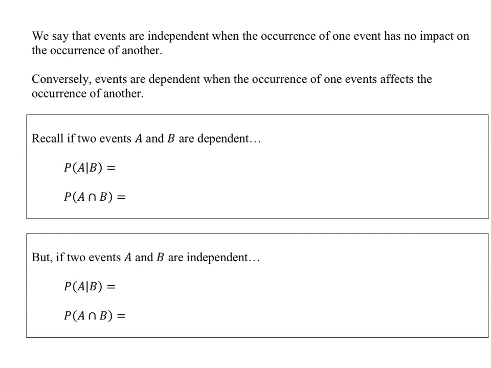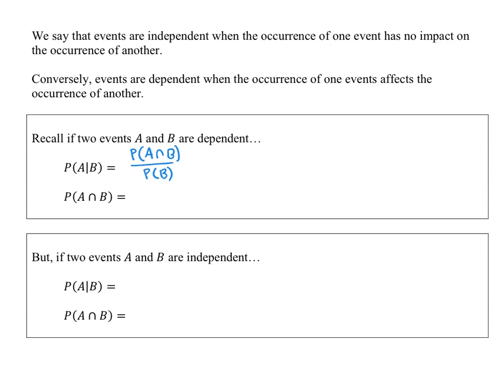Recall, if 2 events A and B are dependent, P of A vertical line B equals, well, that is the probability of A given B. So the denominator is the probability of B happening because we are assuming that B has happened. And then the probability of A, given that B has happened, would be the probability that both A and B have happened. We can write that as the probability of the intersection of A and B. That's the probability of A and B both happening, divided by the probability of B.